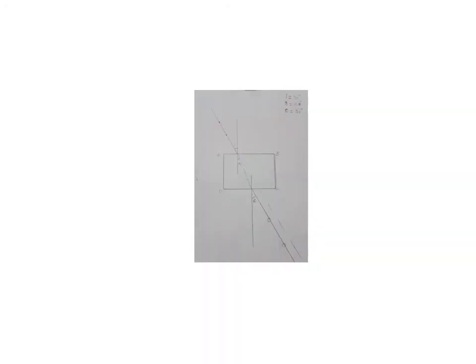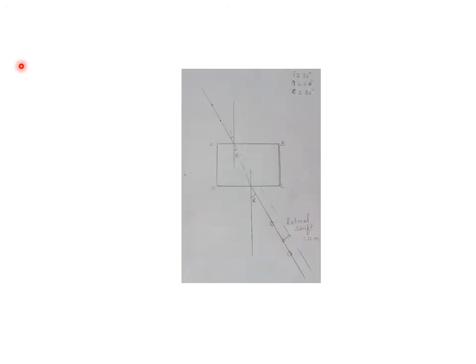So in the slide you have seen a line parallel to the emergent ray is drawn, and I have taken a broken line because it is not the original line. That is why when you are drawing a line parallel to the emergent ray, it should always be a broken line. The distance between this line parallel to the emergent ray and the emergent ray is called lateral shift. That is equal to 1 centimeter.